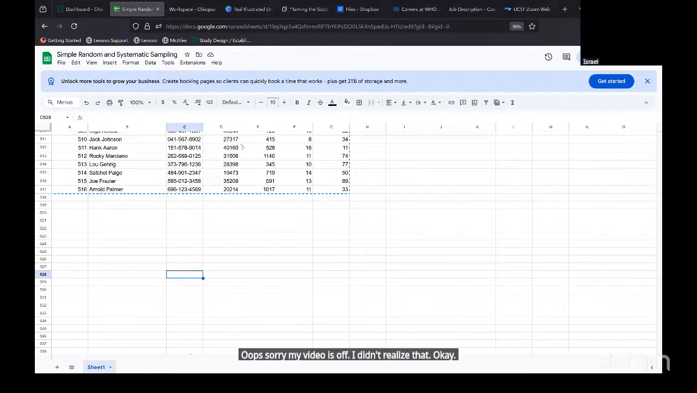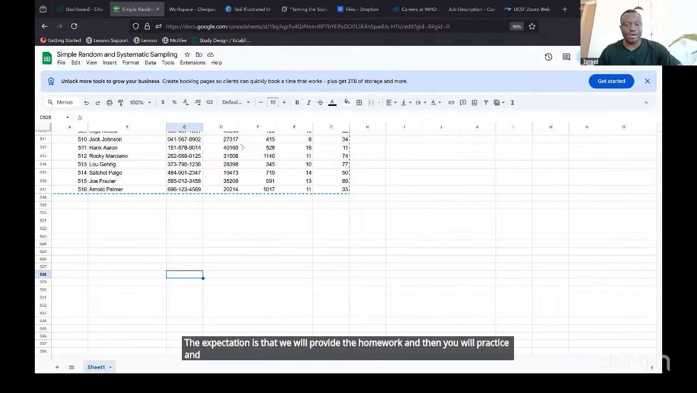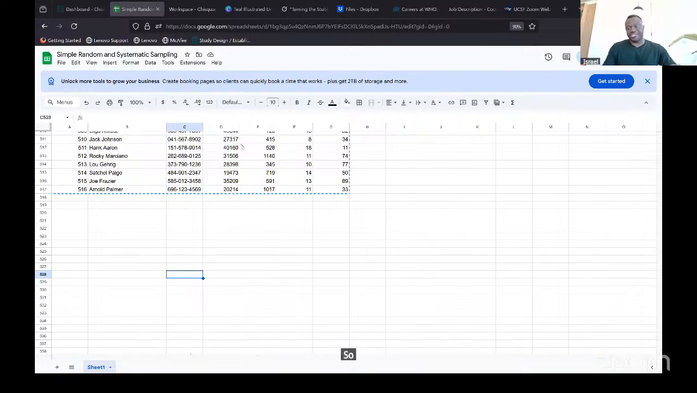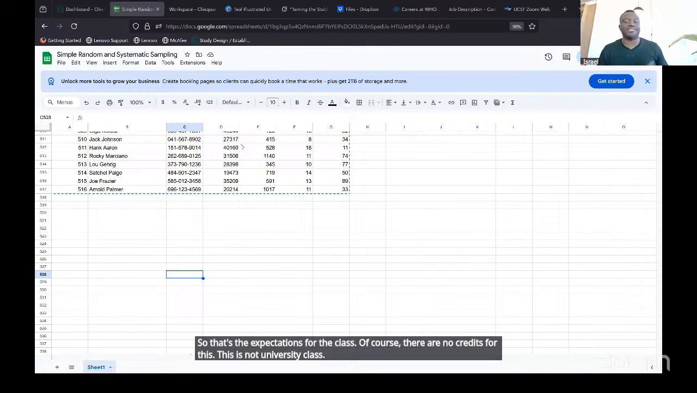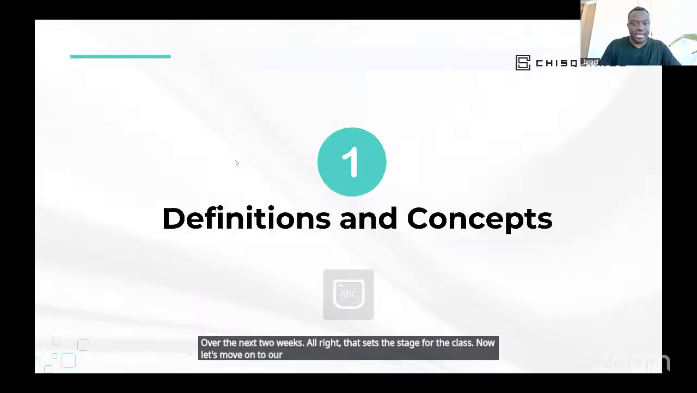The expectation is that we will provide the homework, and then you will practice, so that it builds on what we have covered in the current class. So that's the expectations for the class. Of course, there are no credits for this. This is not a university class, so there are no credits. But again, the point is practical learning, hands-on learning over the next 2 weeks. All right, that sets the stage for the class. Now let's move on to our material for today.